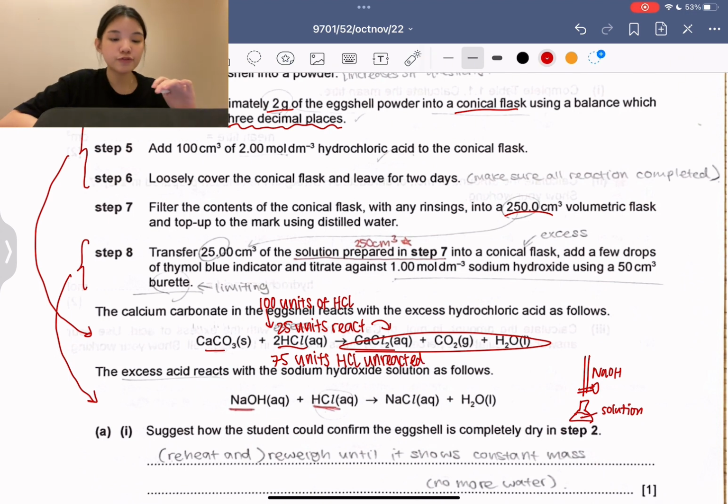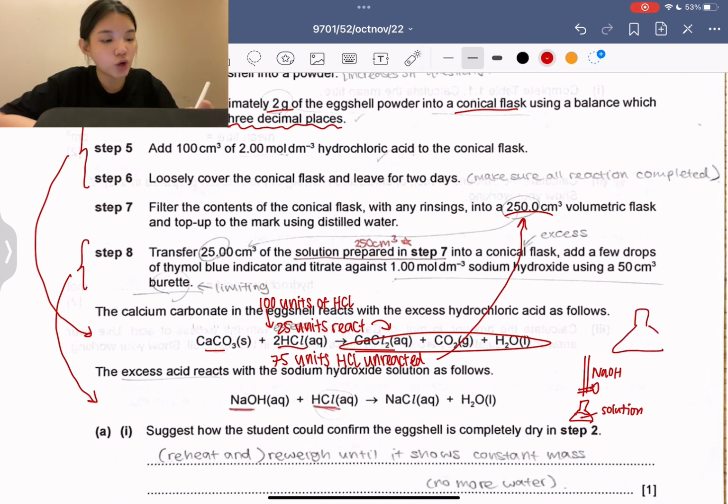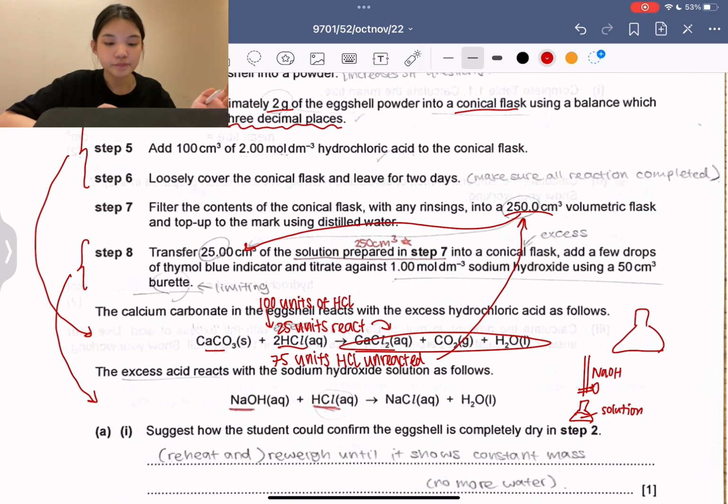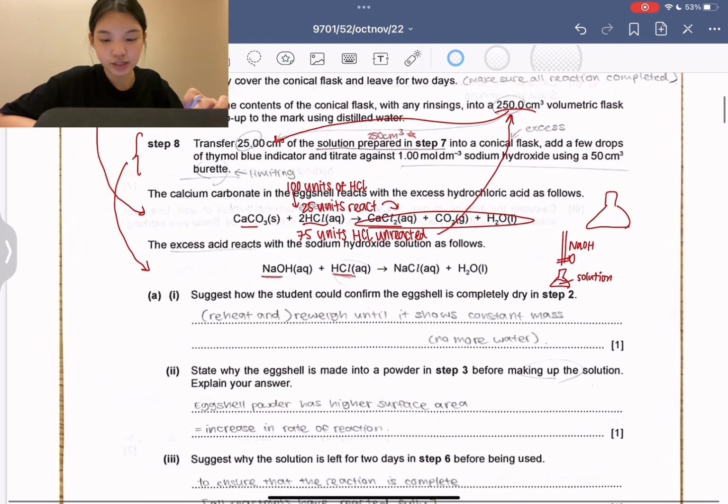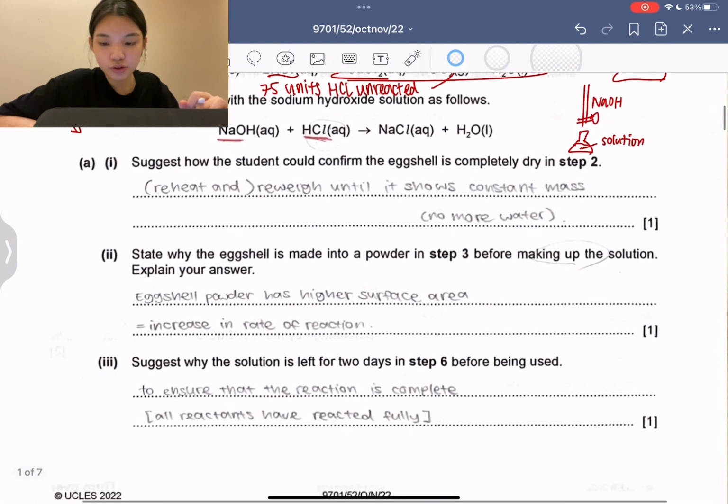Then this 75 units of HCl that is unreacted is transferred to a volumetric flask and filled up to 250 cm³ right here. So now you have 250 cm³ of unreacted HCl. Then of this unreacted HCl, you want to take 25 cm³ of it. You're going to take 25 cm³ of it, and then you're going to react it in a titration reaction with NaOH. Okay, let's continue first, then let's go back later. So let's start with the questions.